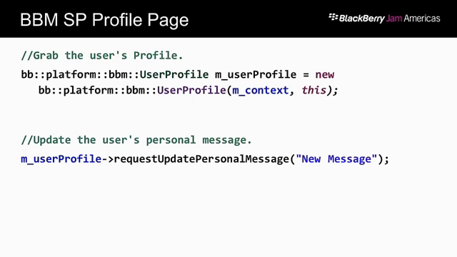Now the profile page, if you want to update the user's profile message, again, just a couple of calls that you have to do. We want to initialize the user profile object, again, using that context object that we used from registration. And then we just call request update personal message with the string that we want to be there. So very simple, very easy, but again, a very powerful tool that you can use to kick off and enable that viral distribution of your application. So your users' contacts see what your application's doing, and they can click on that link to go and either launch or download the application as well.